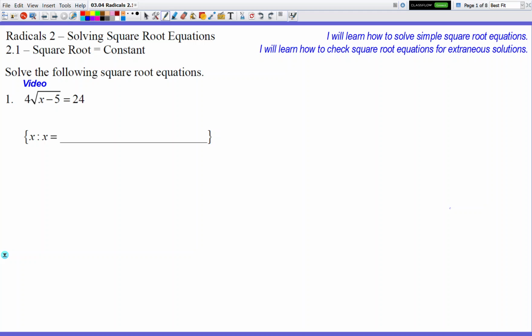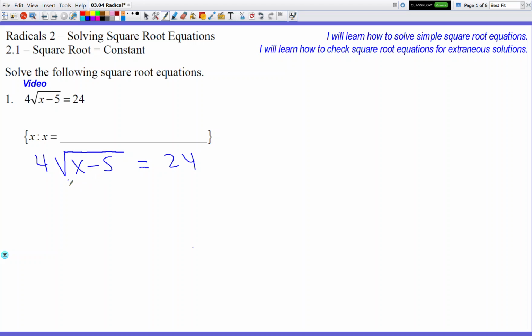All right, so let's get going. So we have 4 square root of the quantity x minus 5 equals 24. Okay, so we want to get rid of the things that are attached to the x. Right now there are 3 things that are going to have to go away: the 4, the square root symbol, and the negative 5.